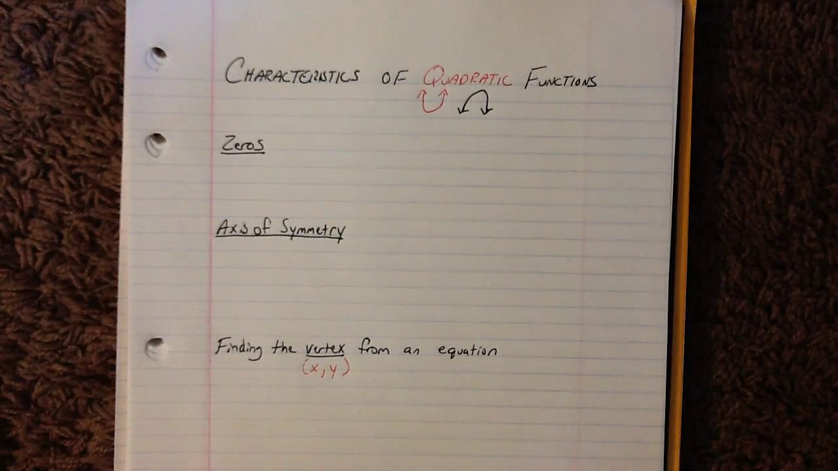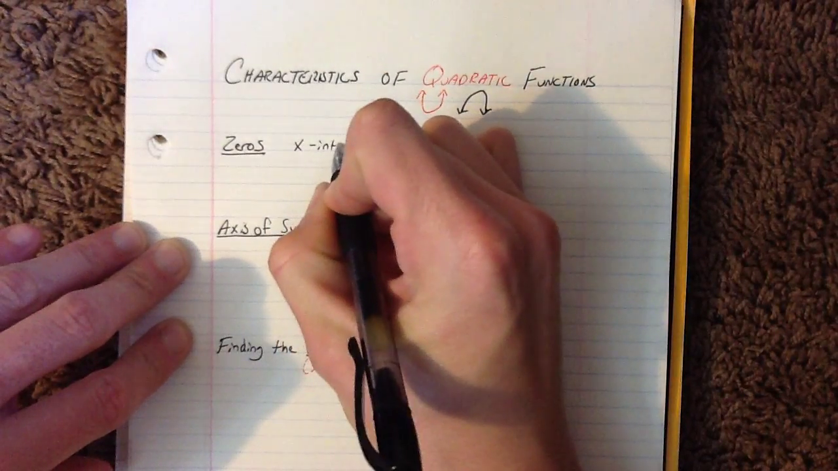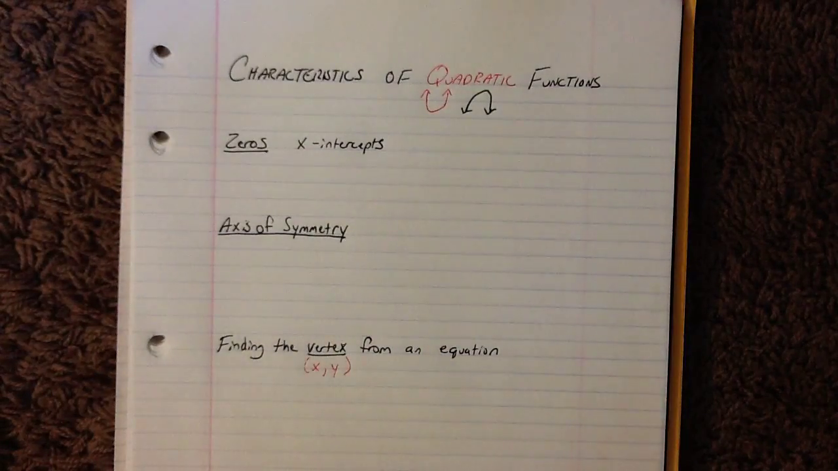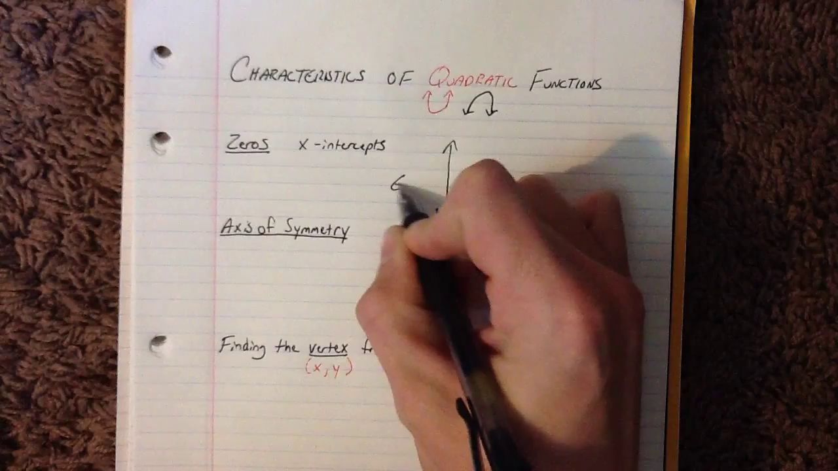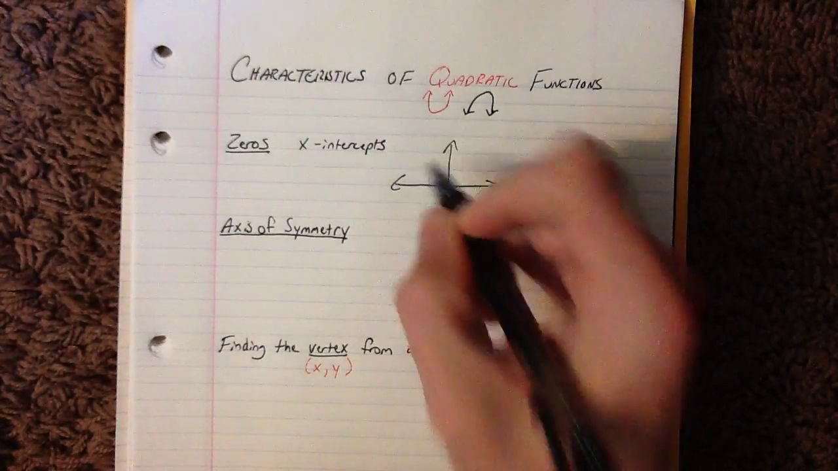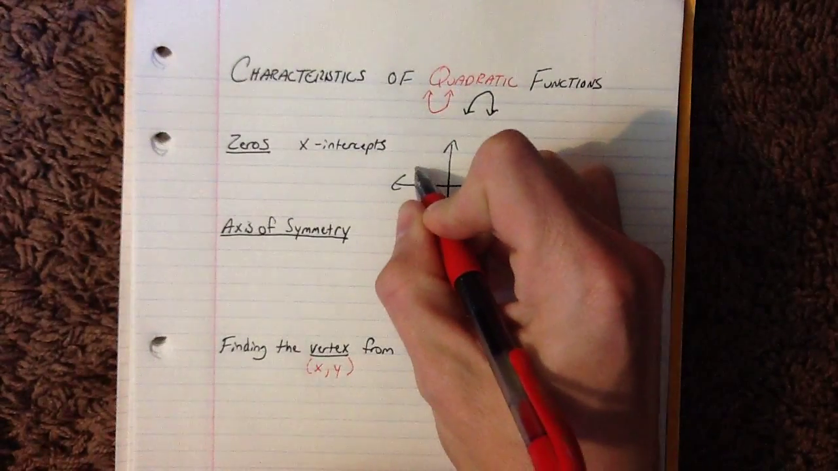Next up in the world of quadratic functions, we're going to talk about the concept of zeros. Zeros might also be referred to as the x-intercept, the places where the parabola touches the x-axis. So if I draw a makeshift coordinate plane here, it's important to note that a parabola may have two zeros, one zero, or no zeros at all.